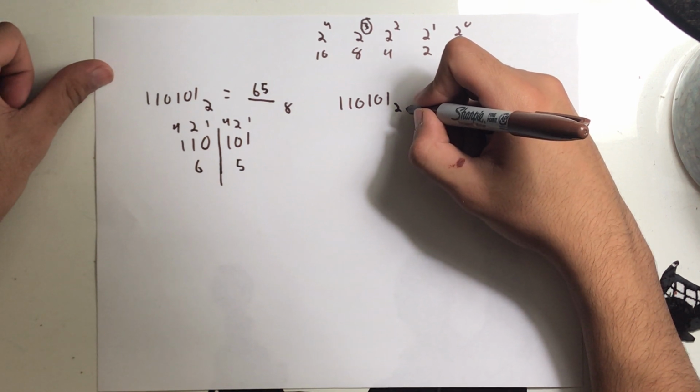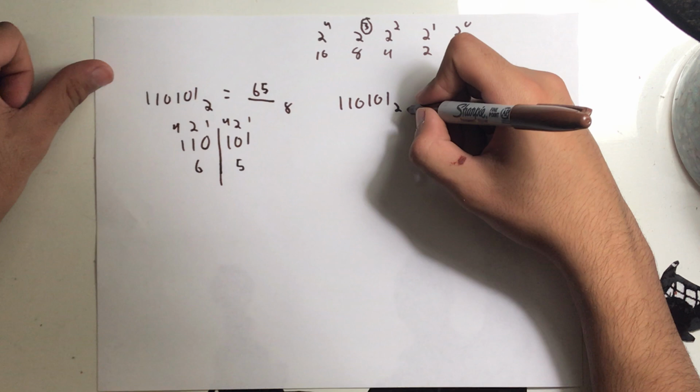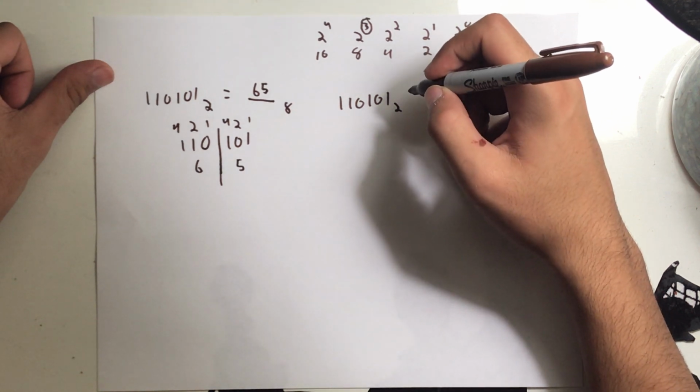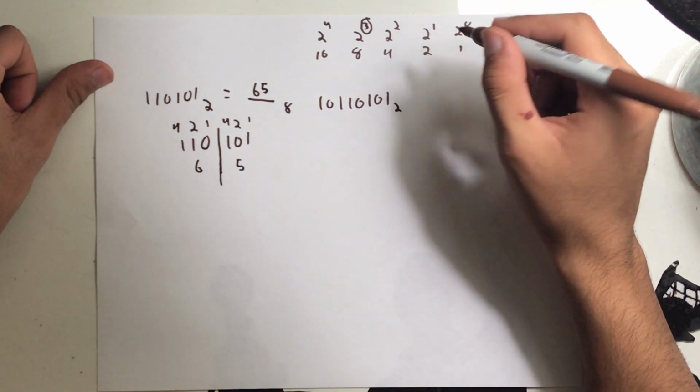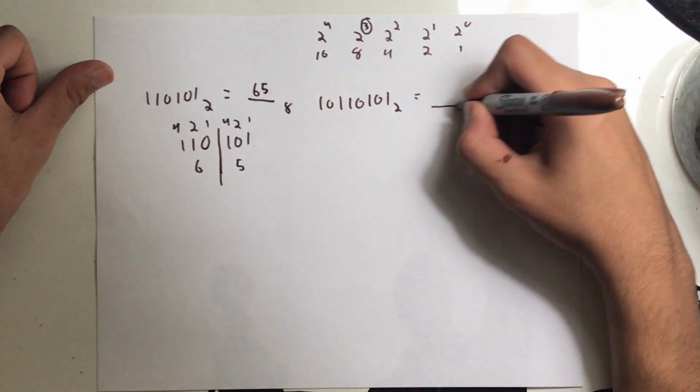Actually, that's the same number, my bad. No, this one. 1, 0, 0, 1. Yeah, that's better. Okay, I'm gonna convert that to base 8.